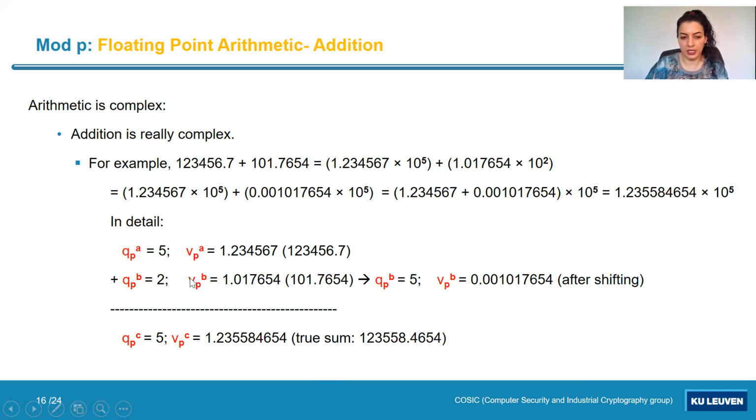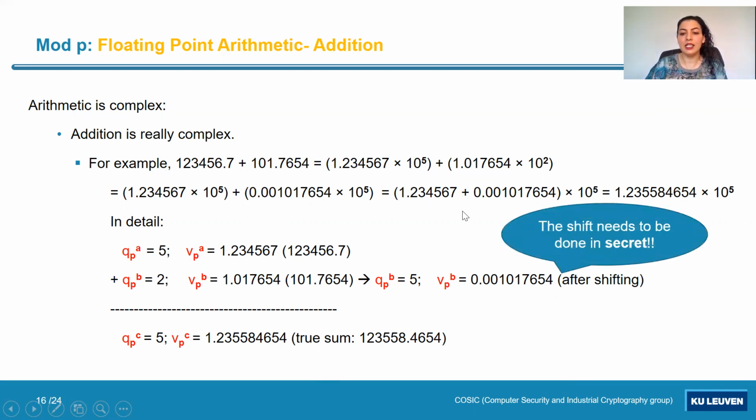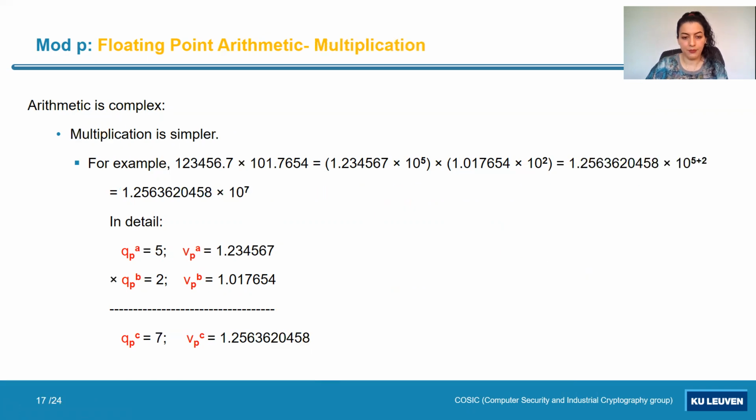Here it is in more detail. And note that these shiftings that I mentioned, that we need to shift the second number and get the same exponent, need to be done in secret, which is costly.